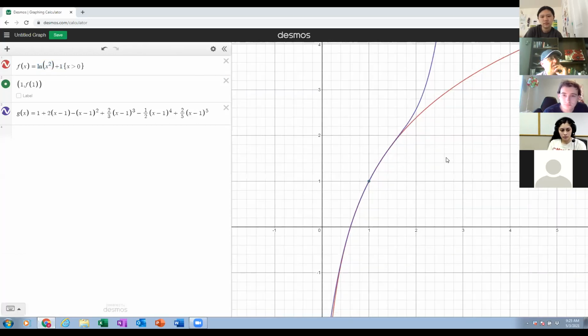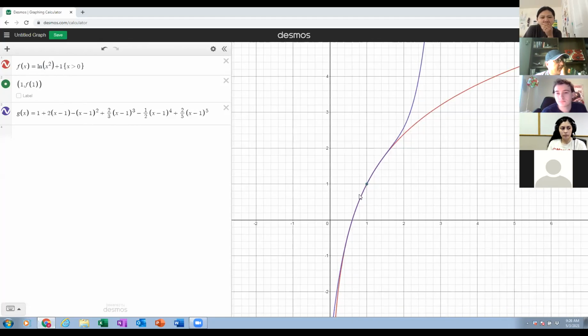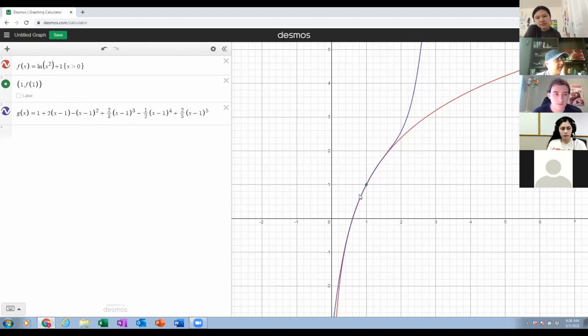Notice this model wouldn't work if you wanted to put 2 in. See how much of a break there is there? I'd need a lot more terms. So we can't stick 2 into this and expect g of x and f of x to match up. But we can stay a little closer to 1 and be okay. And so that's just going to keep getting better and better and better as I go.